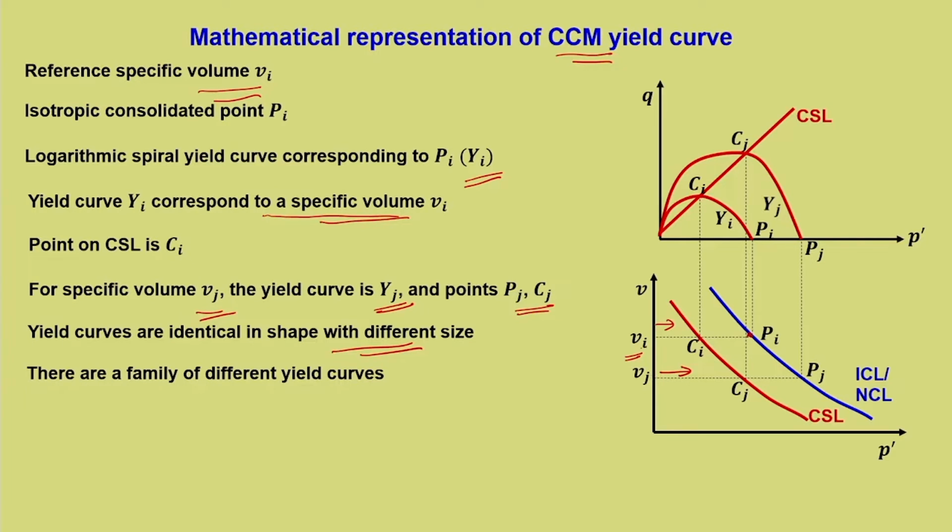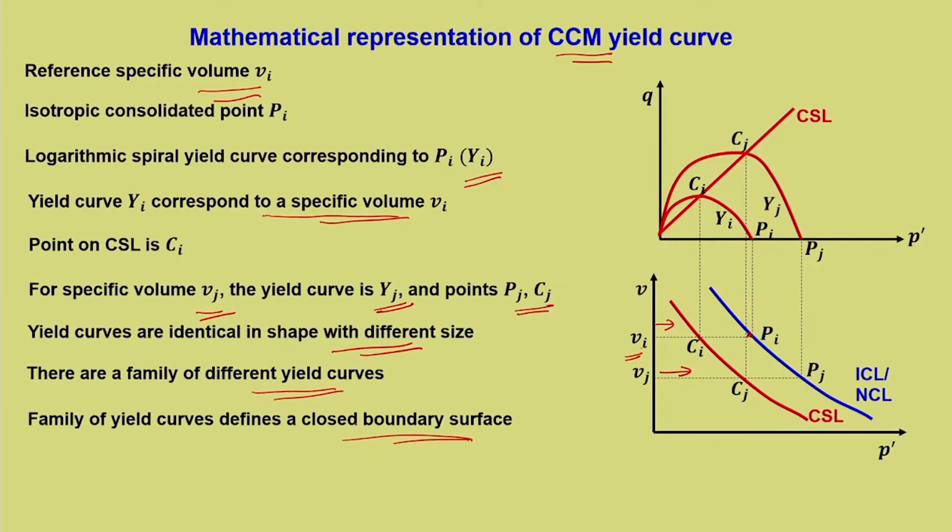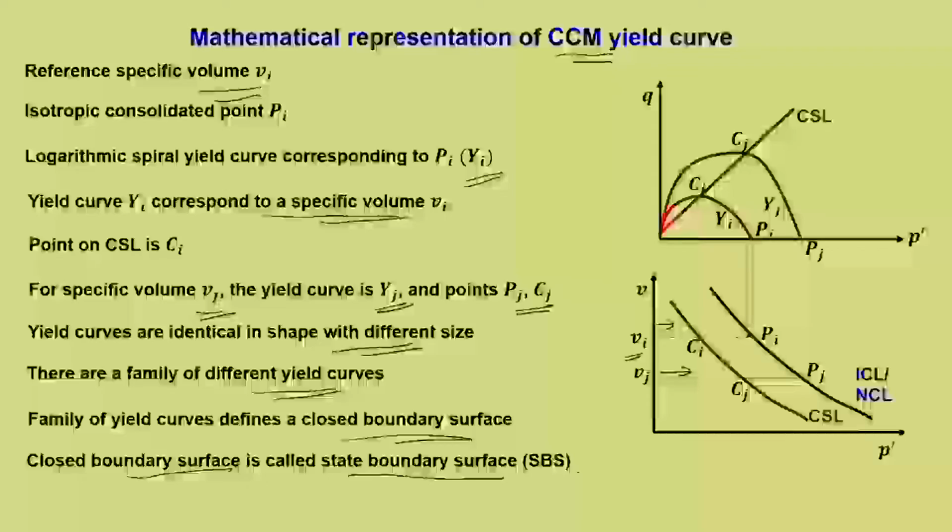So, it is apparent that there will be a family of different yield curves. A family of yield curves defines a closed boundary surface. Now, how does a closed boundary surface look? I am not showing it here; we will discuss it when we discuss the state boundary surface. We need to imagine that there will be different families of such yield curves leading to a complete boundary surface in a given 3-dimensional space.